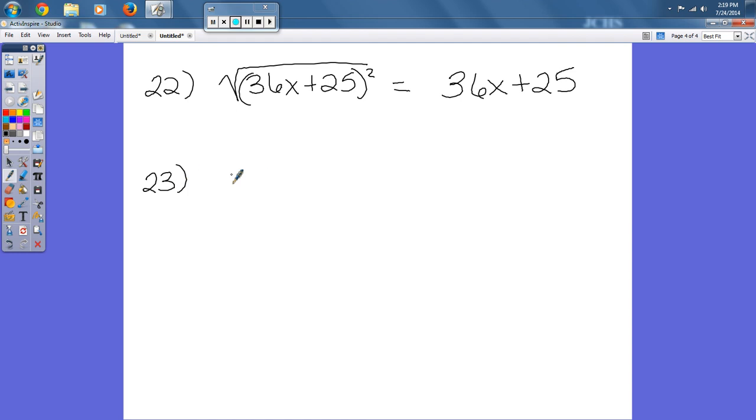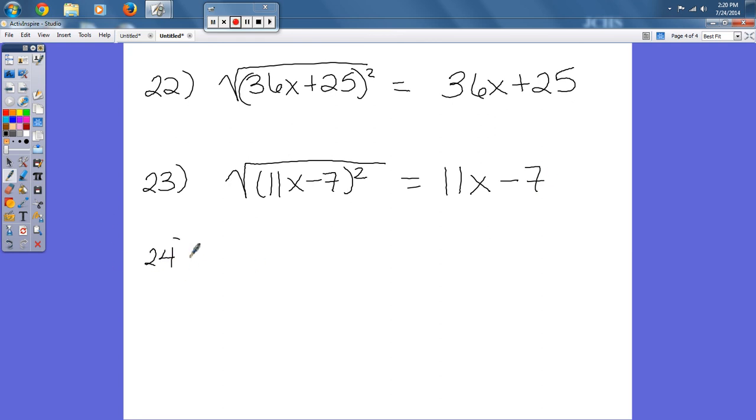23, same type of problem, and these problems now are looking a lot easier. 11x minus 7 quantity squared. Again, we're undoing what was done. I get 11x minus 7. To wrap it up, we're going to look at one that is a little more complicated.